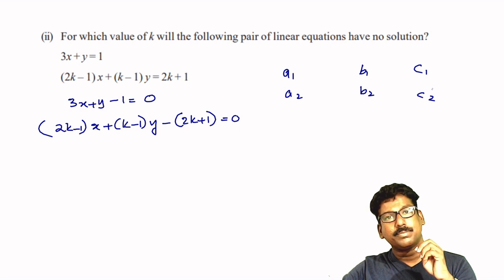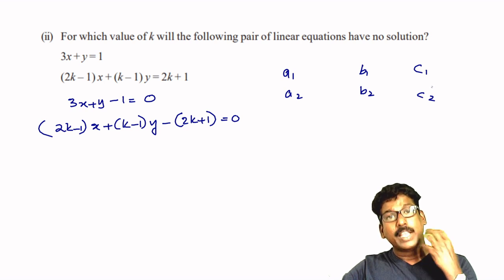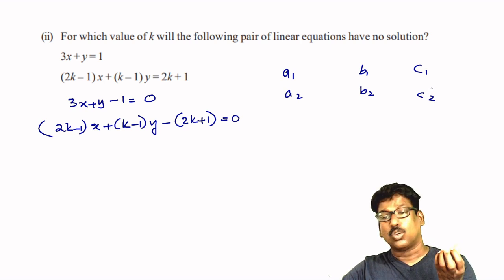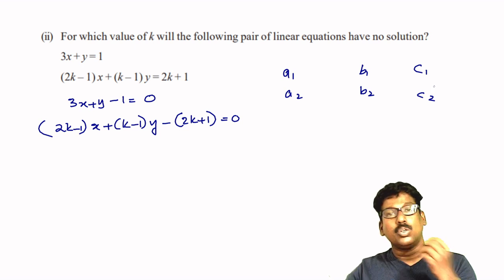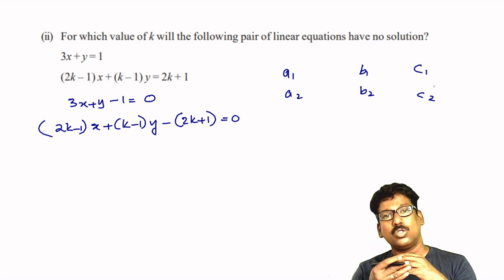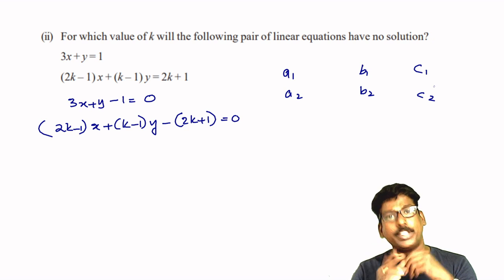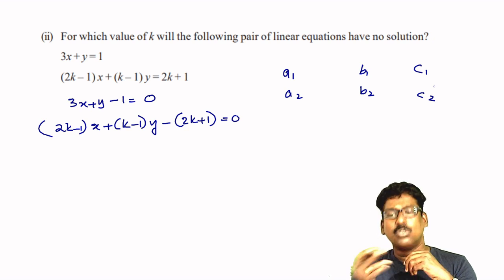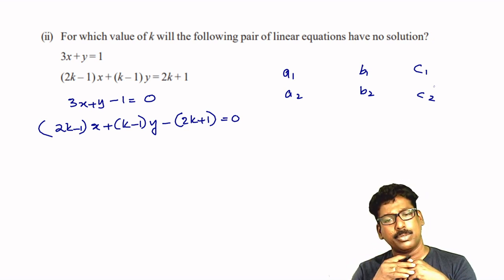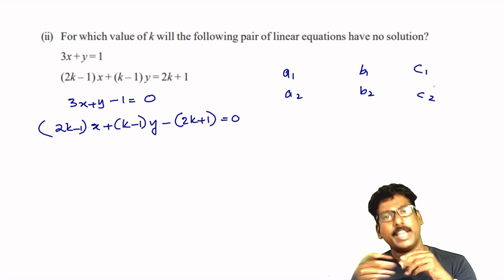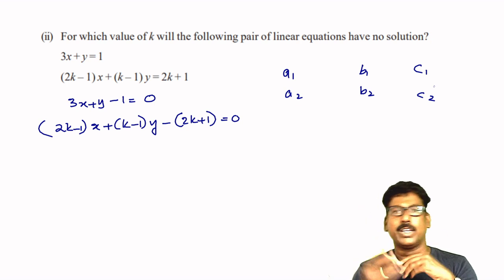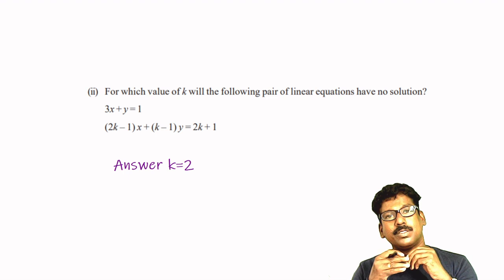Now write the condition. What is the condition for no solution? For no solution, a1 by a2 is equal to b1 by b2 not equal to c1 by c2. So write a1 by a2 and b1 by b2, which are equal, cross multiply, and you will get the value of k.